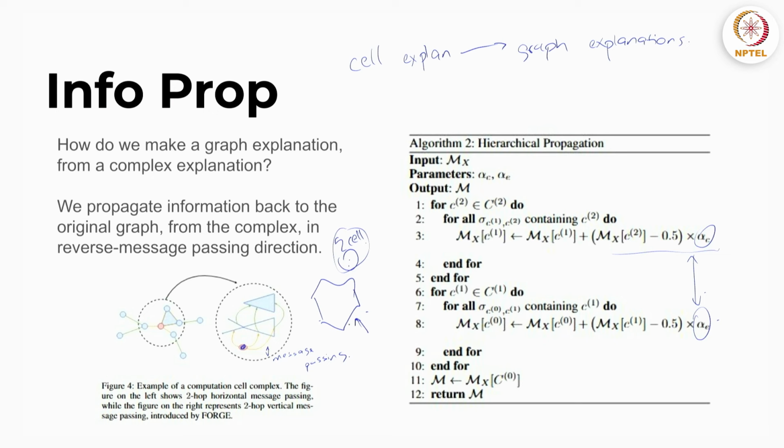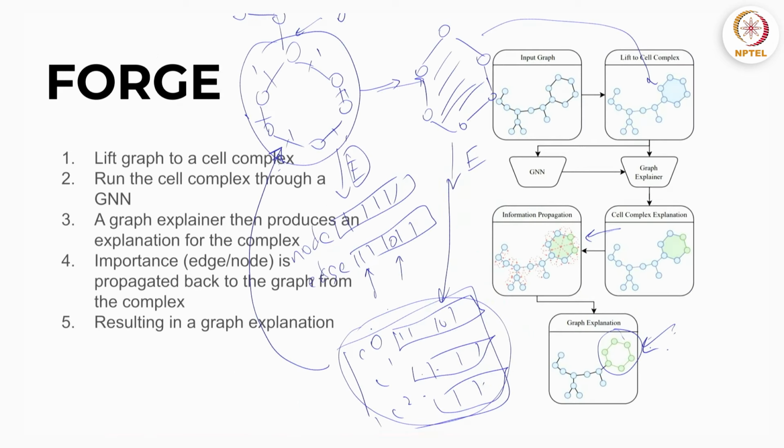It's from the underlying nodes and edges that make up that cell. And therefore, we go in the order of reverse message passing through some heuristic. That heuristic is present here, and there are other heuristics that we mentioned in the paper's appendix. We go in the order of reverse message passing to pass the information back to the underlying graph. And these are the steps that make up Forge.